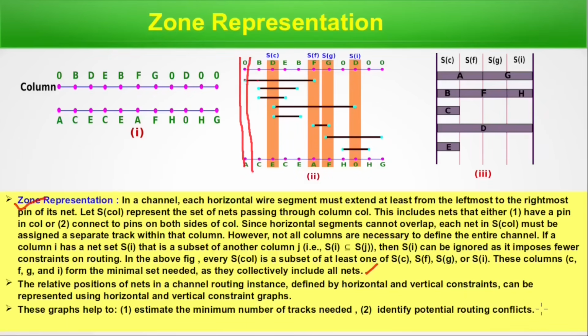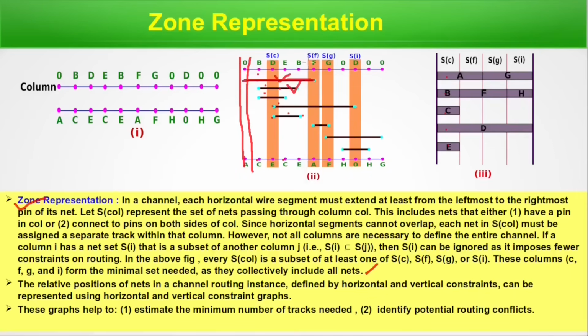In the next slide, we will see how this zone representation can be expressed in terms of vertical and horizontal constraint graphs also. Now let's see what is happening here. This is connecting A to A, that is net A, that is net B, this is net C, this is net D, and this is net E. So under this column: A, B, C, D and E.